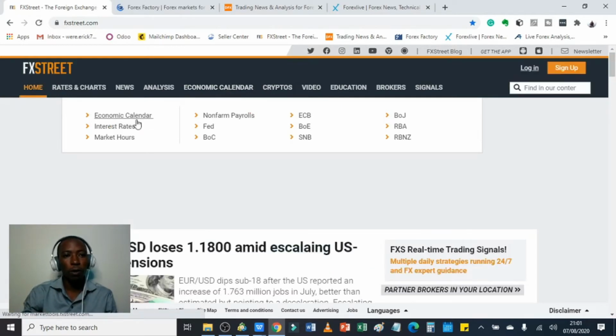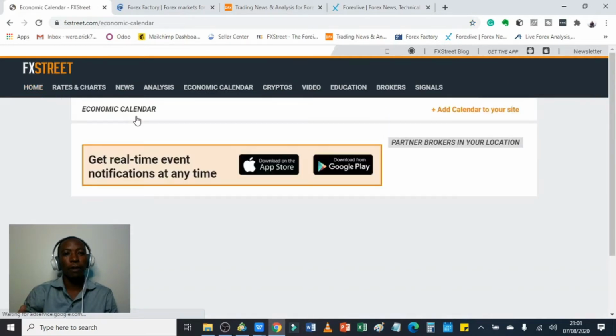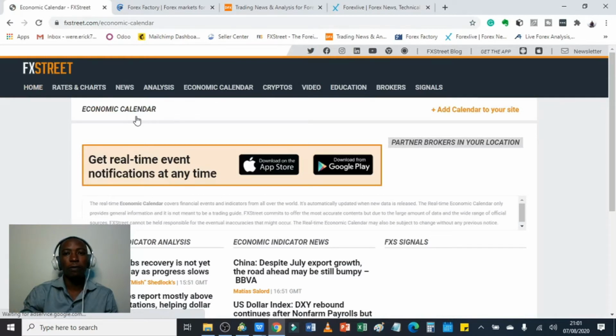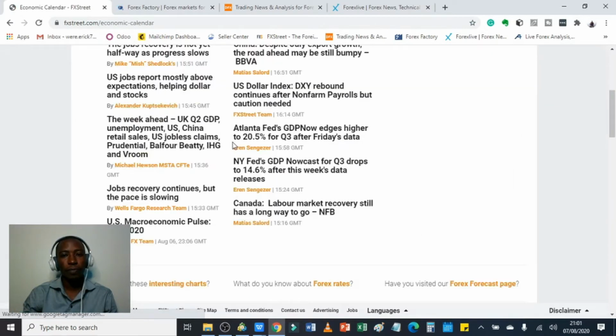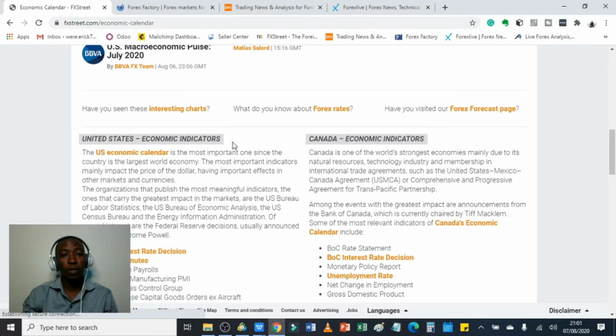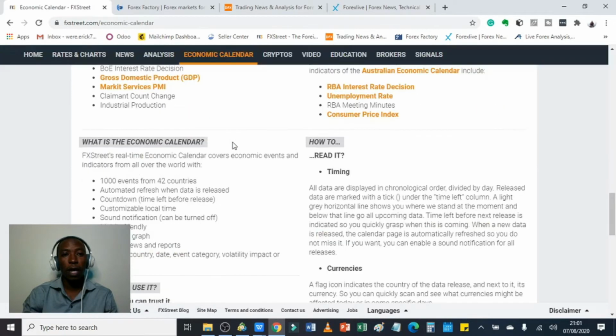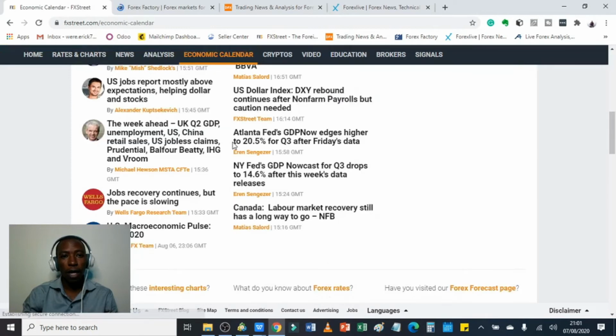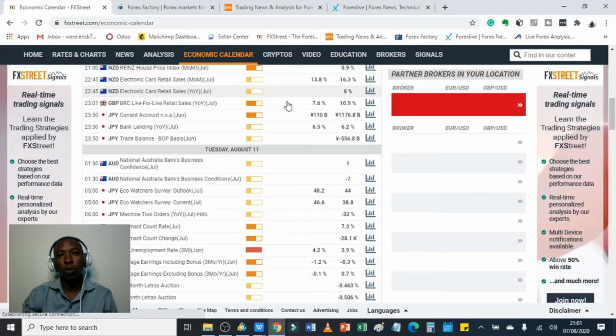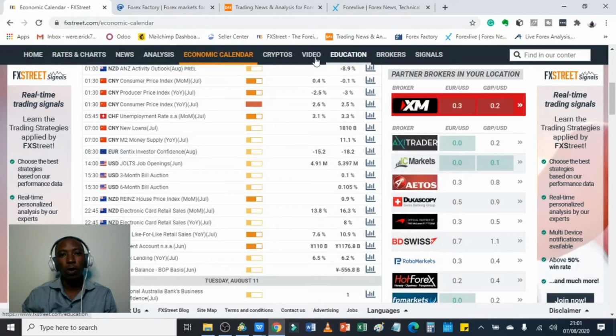You can follow the economic calendar on Forex Street and any other website for that matter that gives you fundamental analysis, in order for you to have a glimpse of what to expect when it comes to news. And the economic calendar is one of the most important things you'll be able to look out for on Forex Street. Apart from the economic calendar, there are very many other things you can look out for: signals, brokers, educational materials, and much more. You'll also be able to watch videos.